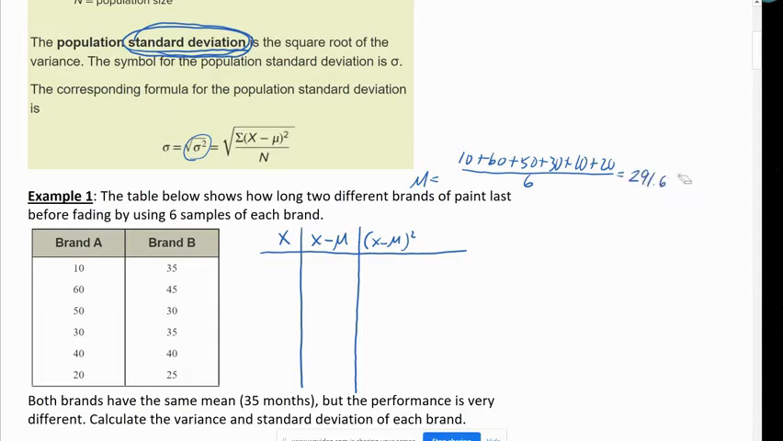That is 291.67, or sorry, that is not 261.67. That is, let's see, 10 plus 60 plus 50 plus 30 plus 10.